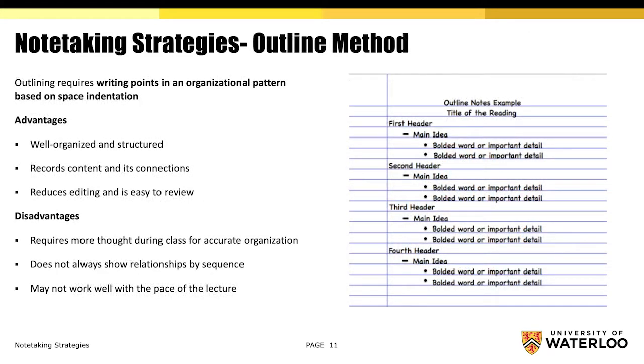The outline method of note-taking involves writing points in an organizational pattern based on space indentation. When using the outline method, it may be helpful to color code your notes and use different symbols to help identify different types of information and the relative importance to the lecture and the course as a whole.